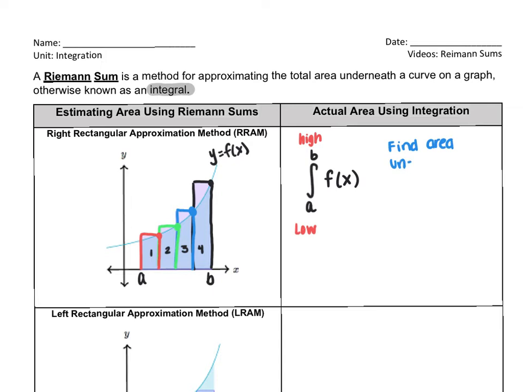under the curve over the interval from A to B. That's what this notation means. Find the area under the curve from A to B of some function f of x. And this is the actual area. We're going to be able to find that eventually, but for right now, we're just going to estimate its area using these rectangles. So let's move on to the next page and try an example.